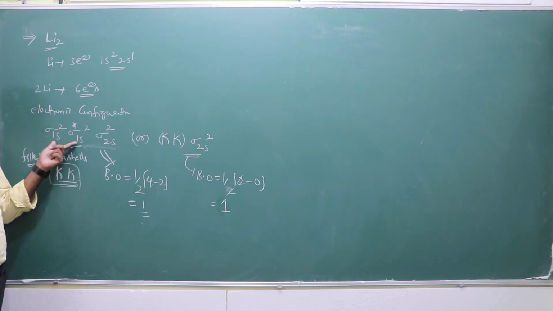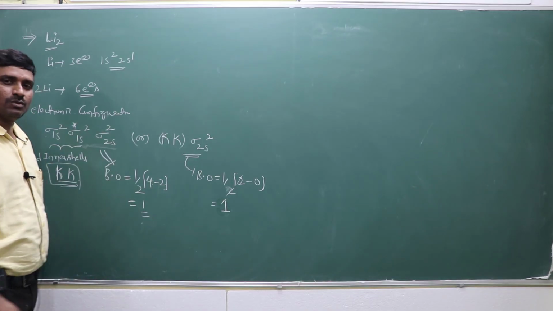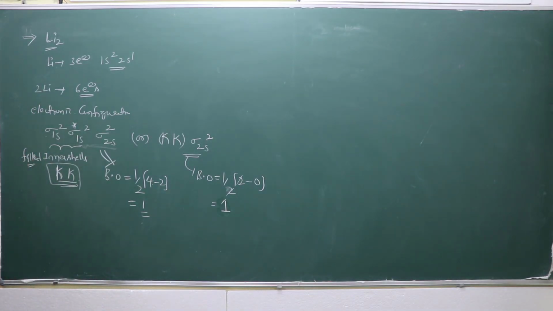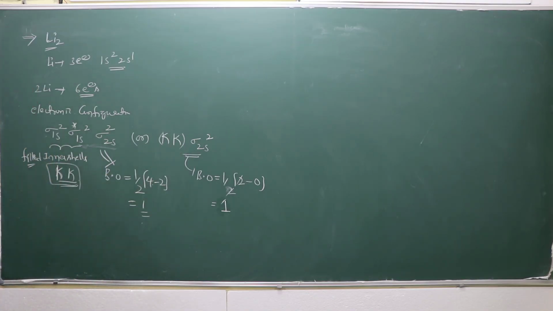So the KK shells will be filled. You can use this complete form or write this one. Whatever it may be, it is the same. In this lithium 2 molecule, if you consider KK, the anti-bonding molecular orbital is empty. The bond order is 1, so a sigma bond is there.